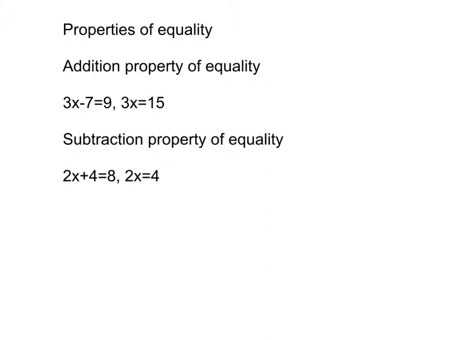Also, subtraction property of equality. 2x plus 4 is equal to 8. In order to get the 4 to the other side and it to look like 2x is equal to 4, you'd subtract 4 from both sides. It would cancel on the left, and you put it on the right, and you get the 2x is equal to 4. So that would be then the subtraction property of equality.